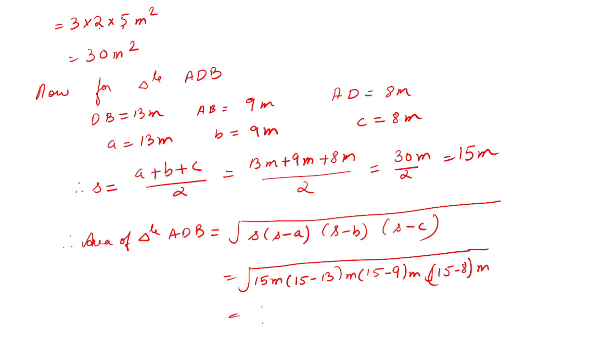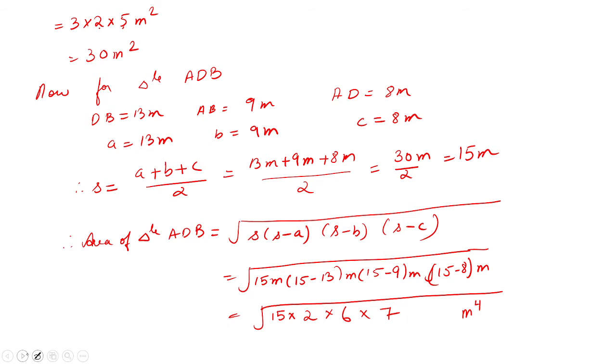Alright, so finally you can write this as, you take all the meters to one side, so meter to the power 4. Okay, so 15 into 5, 15 minus 13 is 2, 15 minus 9 is 6, and 15 minus 8 is 7. Alright, clear with this? Okay, now focus on this, and now you look at this.